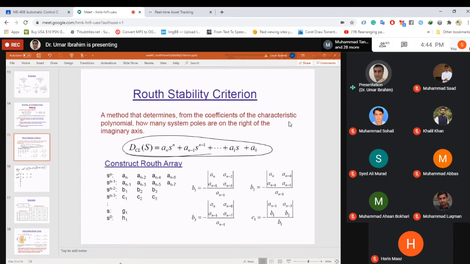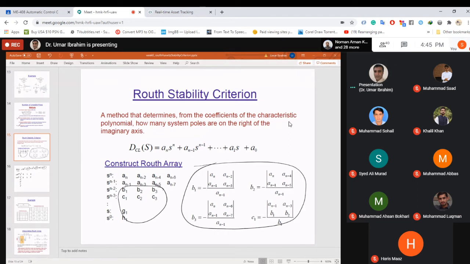Now, coming back to that slide, you know, highest power, second highest power. And then how do you fill the first row and the second row? You fill the first and second row from the closed loop characteristic polynomial itself. All the other entries in the table are done through calculations from the first two rows and the subsequent rows.